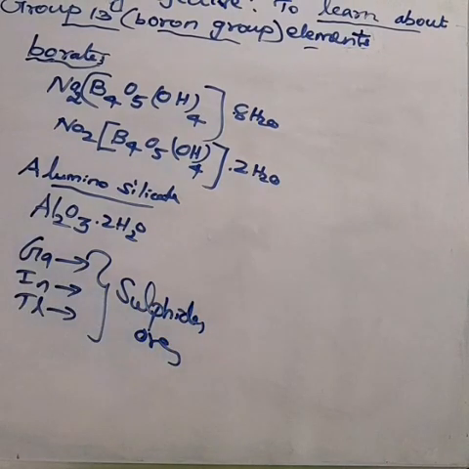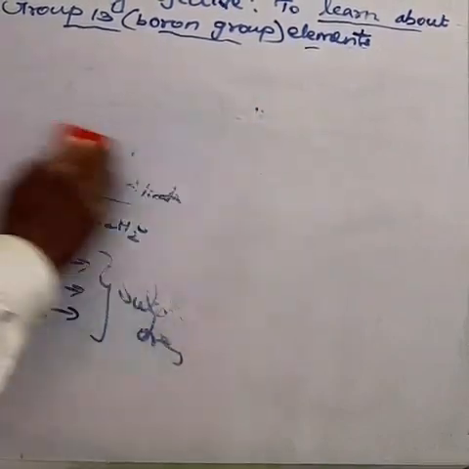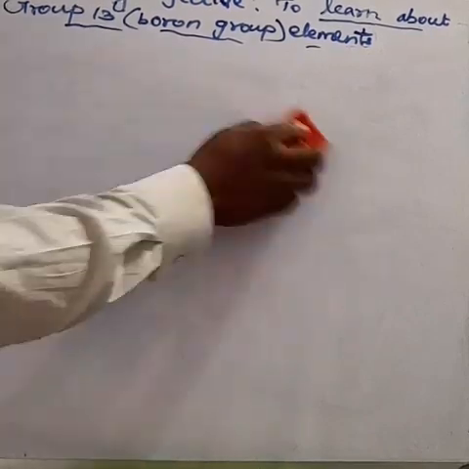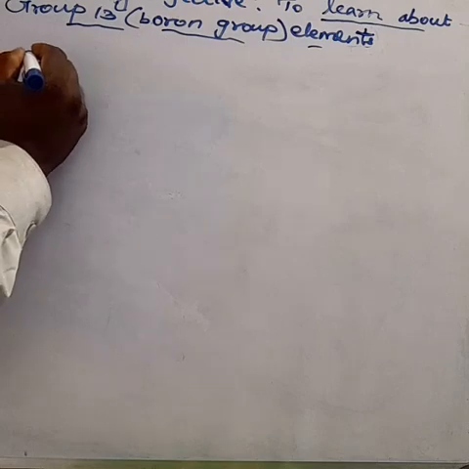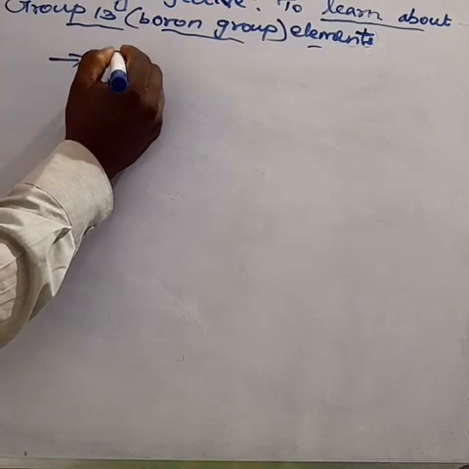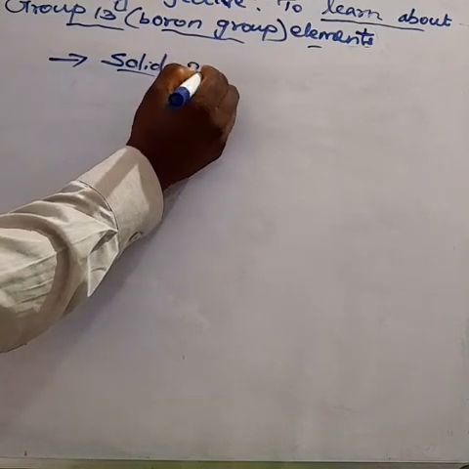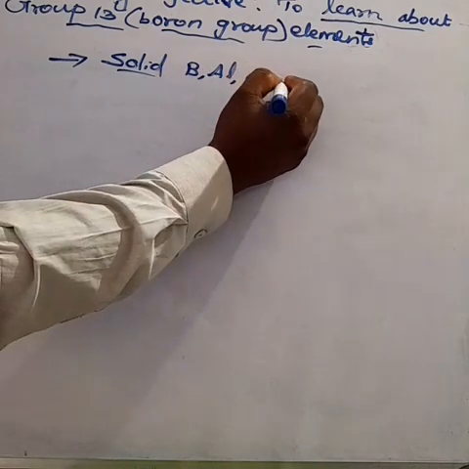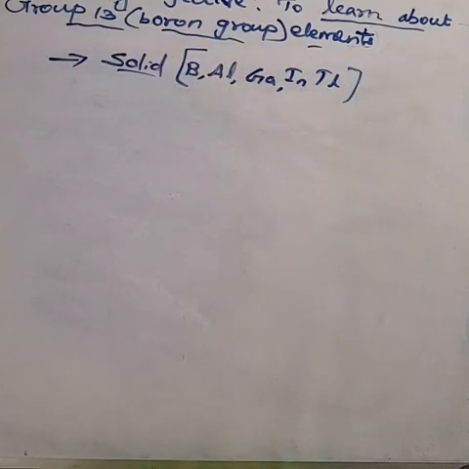Next, what are the physical properties of this boron family? First one is the physical state. All these elements occur as solid. That means boron, aluminium, gallium, indium, and thallium are all in solid state.